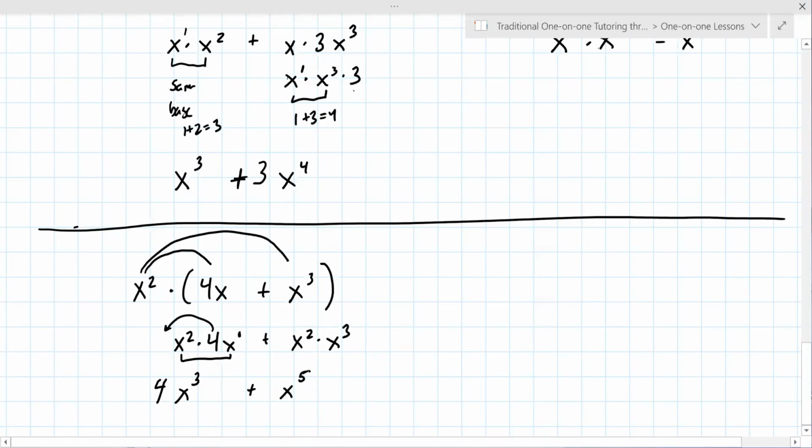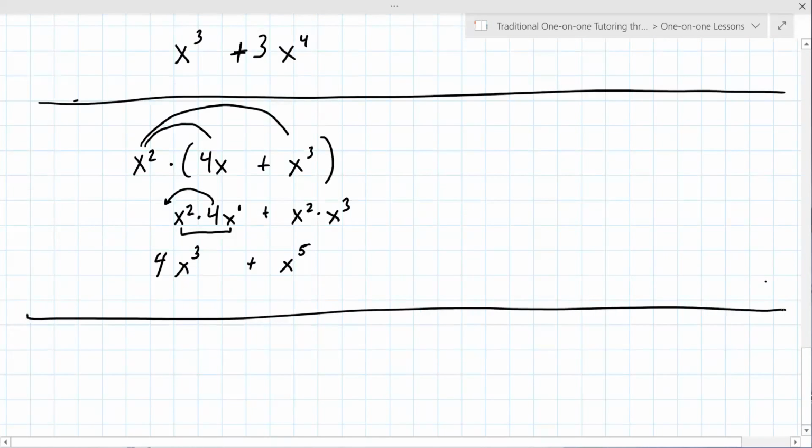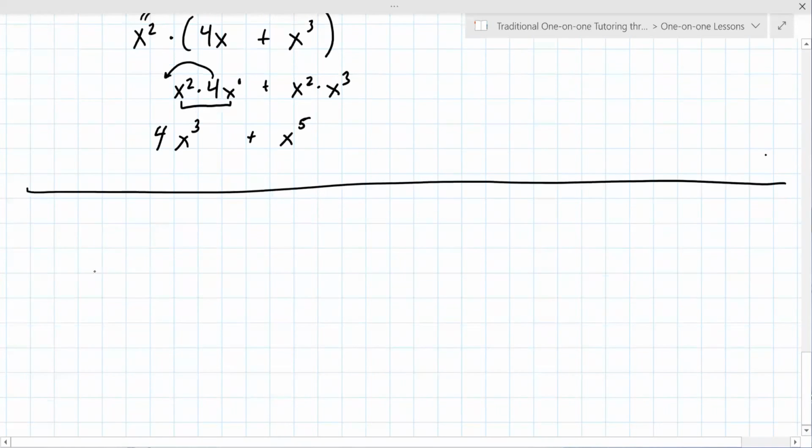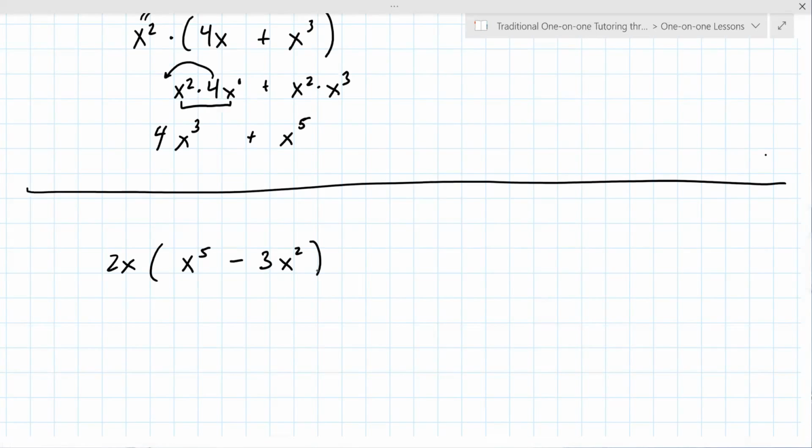Yes. Okay, so now we're going to slightly increase the difficulty here. You can have both a number and a letter on the outside. So you can have 2x times x to the 5th minus 3x squared. I guess that'd be 2x to the 6th power and negative 6x to the 3rd power. Yes. Excellent. So you really got this.